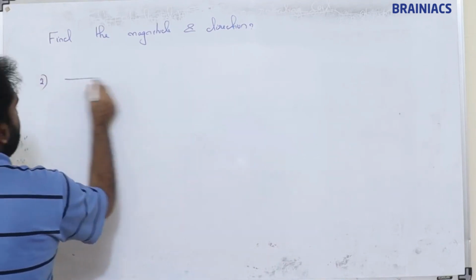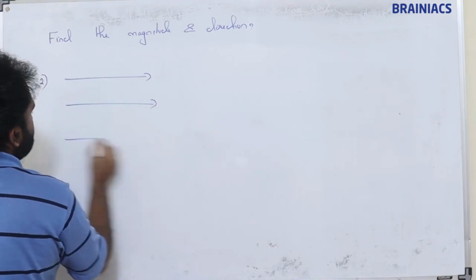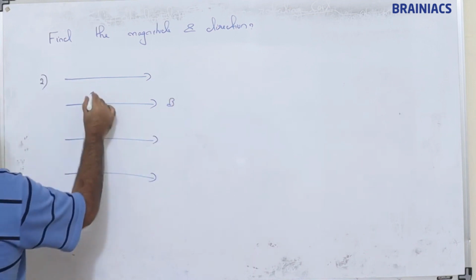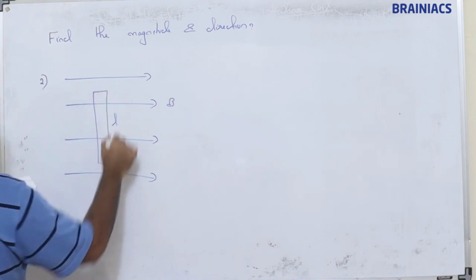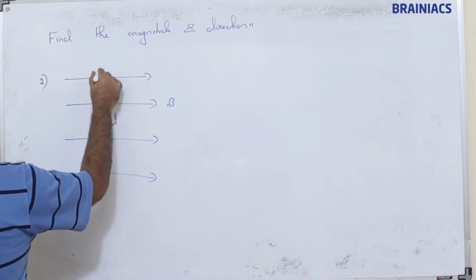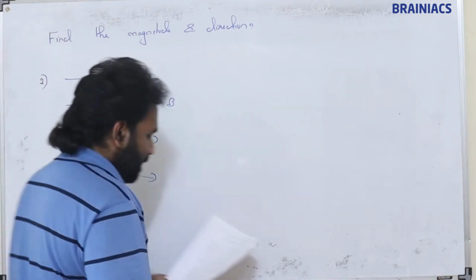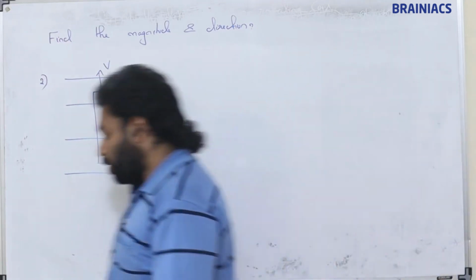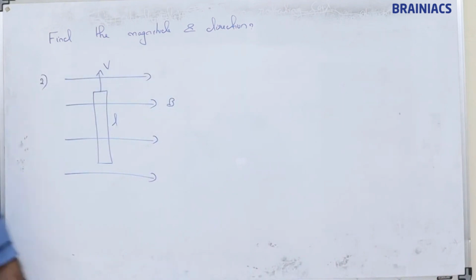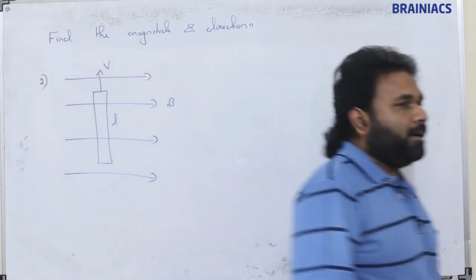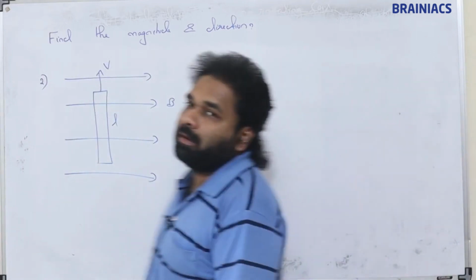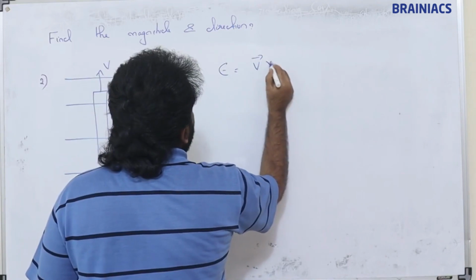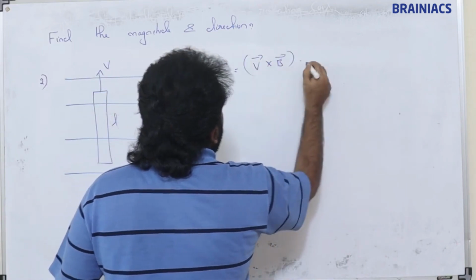Right, so next one is, again, this is the direction of magnetic field, and this is the length of the conductor. This time we will change. This is the direction of velocity. Now tell me, what is the magnitude of EMF? Okay, done? Pause the screen and do. Done, right? Clear. So EMF E is equal to V vector cross B vector dot L vector.